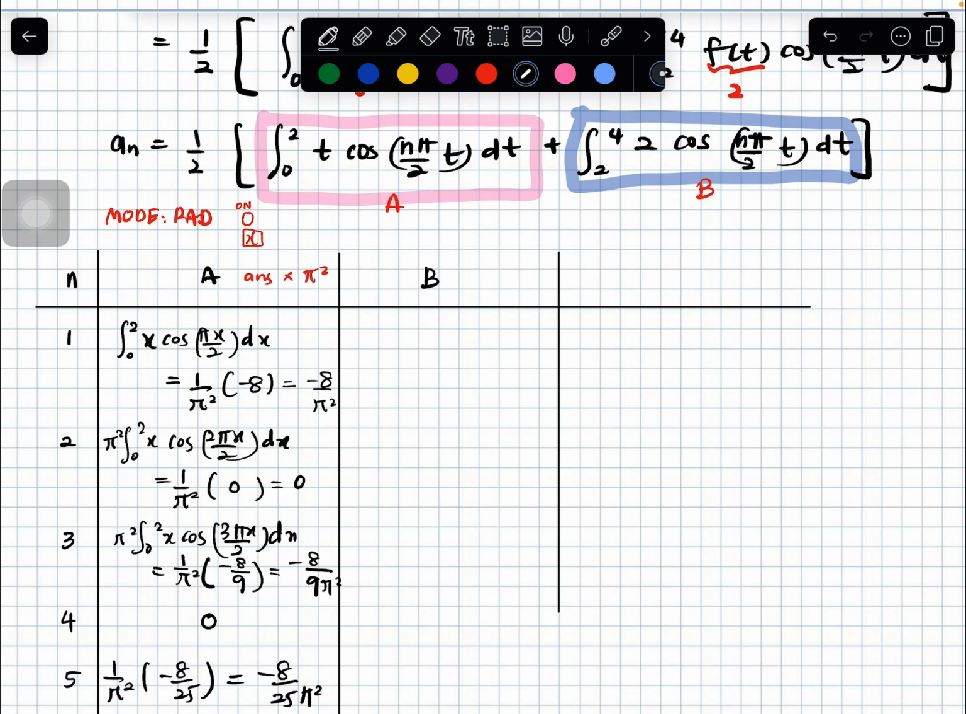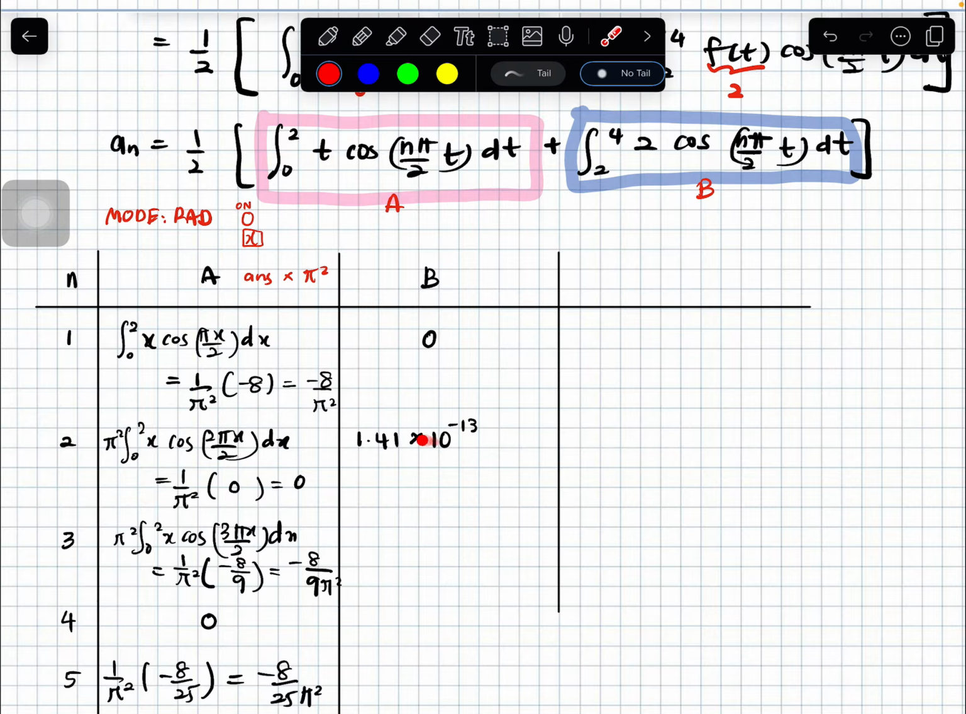Next column, we want to calculate B. Similarly, in your calculator, put this value and then you iterate the value of n. Each time you can update the value of n. And then when you press your calculator, you will get this answer, 0. And then if n equal to 2, you will get a small number like this, 1.41 times 10 power of negative 11.